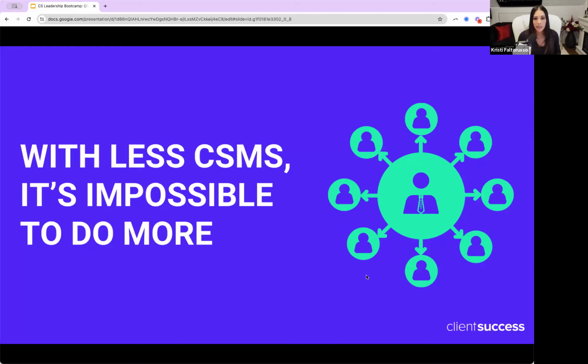And if you've been a CSM on a team where you've lost team members, I am sure doubling or tripling your workload has not enabled you to do more. And it sure as heck probably has not enabled you to do better. And so that's what I want to talk about today, because the reality of it is, with less people on our teams, we've got to think more strategically about how we service our customers and how we scale over time.